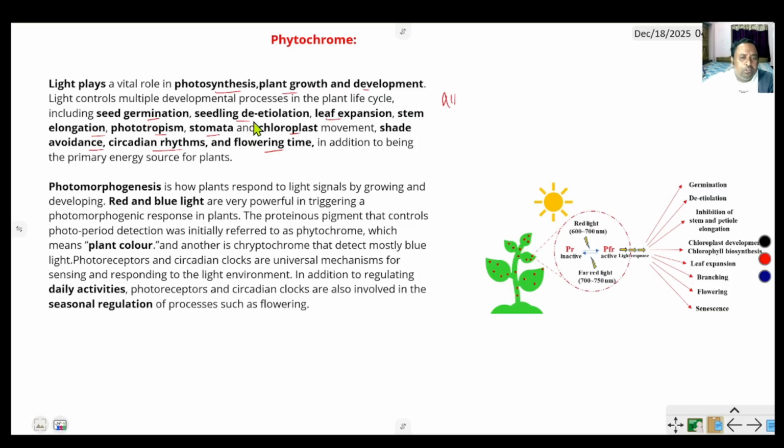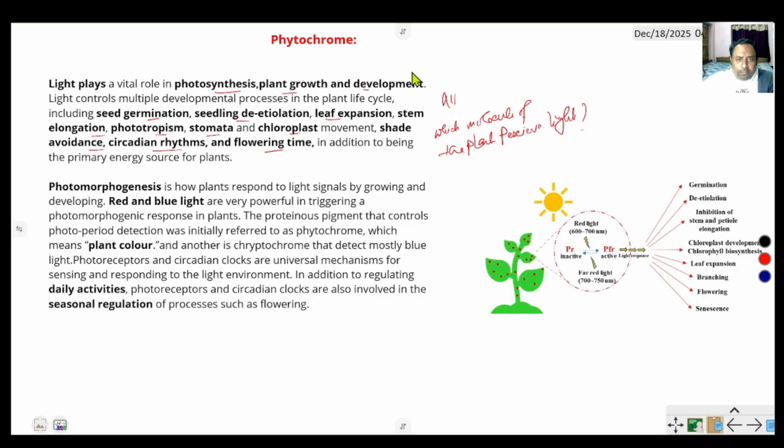But here the question is, which molecule of the plant perceives light? All physiological processes are controlled by light, and which molecules or which pigment absorb this light? This is the main question.